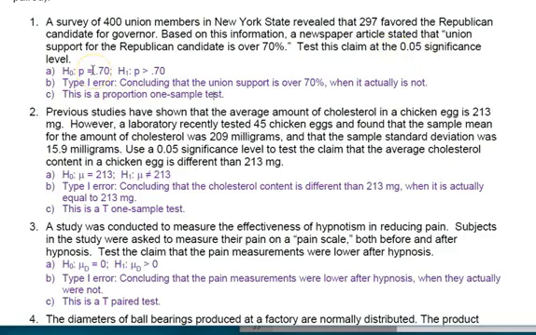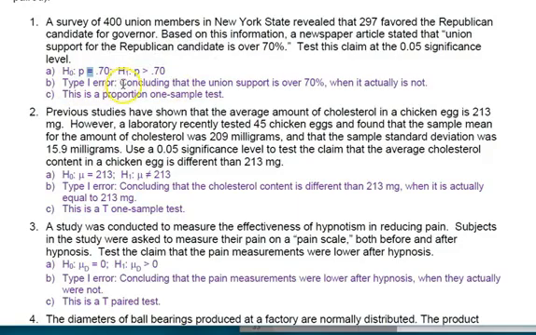For now, we know we're talking about a proportion, so our parameter is P. The claim is that that proportion is over 70%, so we're going to write our alternative hypothesis as P is greater than 0.70, and then our null hypothesis is the same thing with an equal sign replacing the inequality. So there are our two hypotheses.